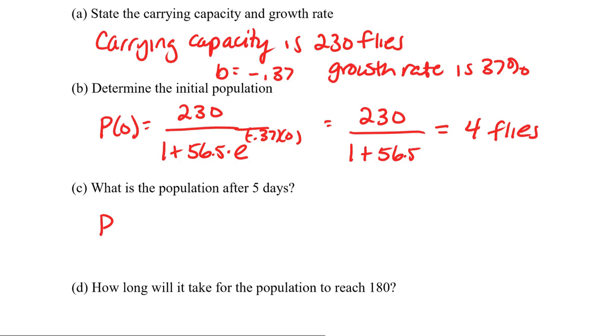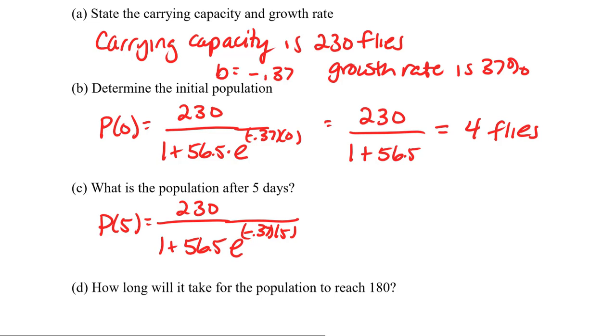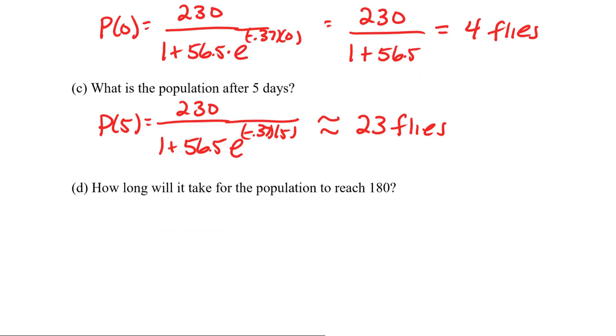Part C, what is the population after 5 days? So now I'm going to evaluate P of 5, and that's 230 over 1 plus 56.5 times e to the negative 0.37 times 5. And if I put that into my calculator, I get approximately 23 flies after 5 days.